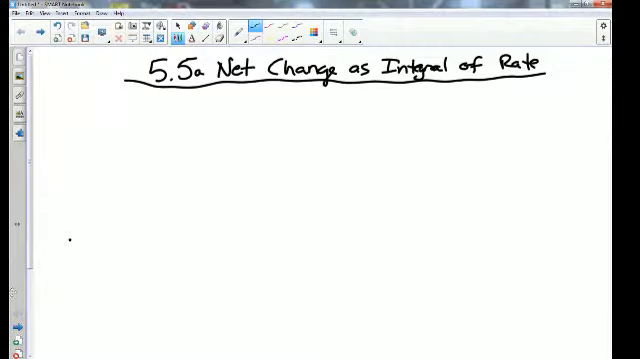Okay, the book titles this "Net Change is the Integral of a Rate." Here's what it is. If I give you a problem with position, velocity, acceleration, which one of those is a rate? Velocity. This is your rate. How do I get back to position? That's what we're doing today.